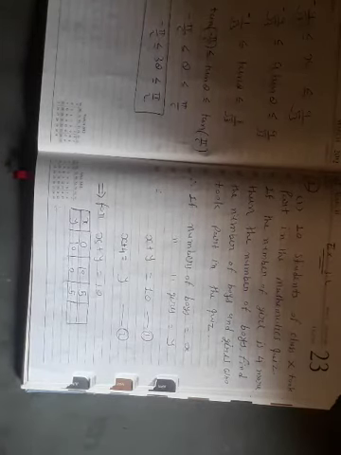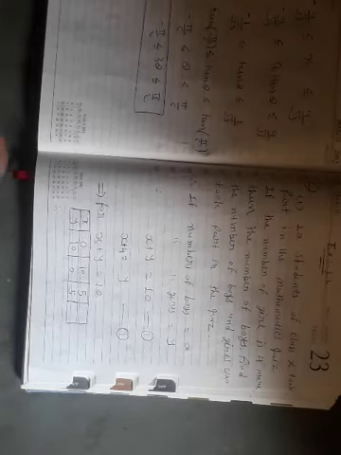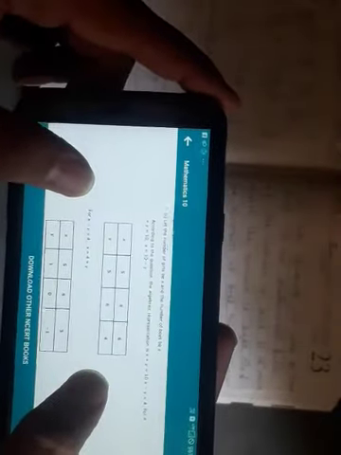Now how to draw the graph? See, they are linear equations. It means the graph will be a straight line. To form a straight line, we need a minimum of 2 points. So that is how we can take different points.